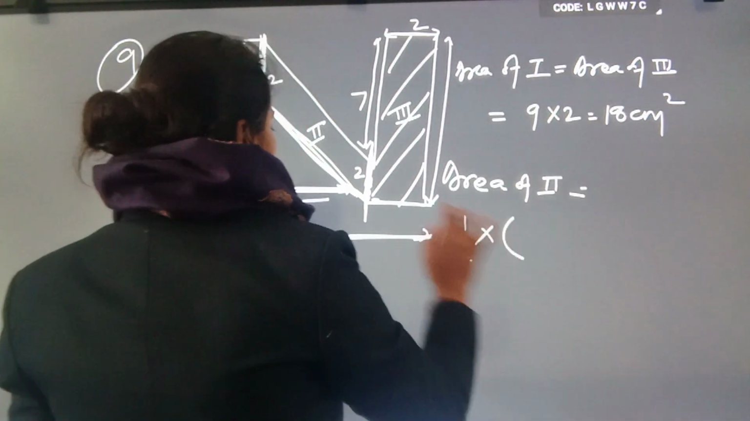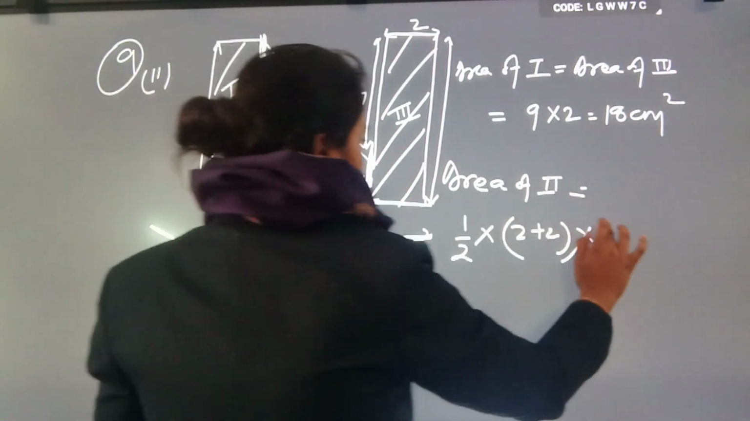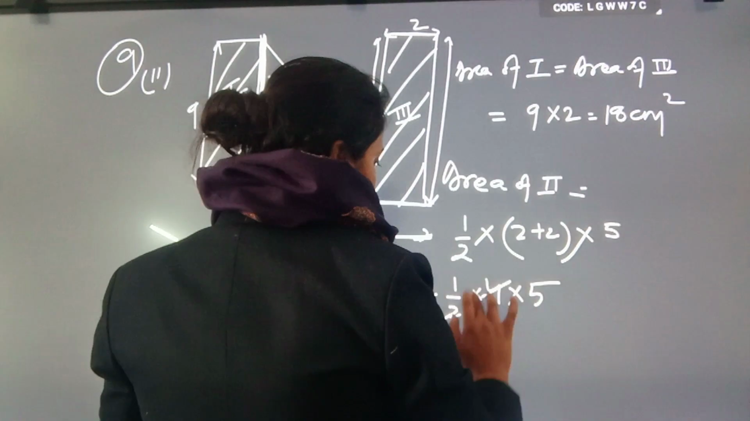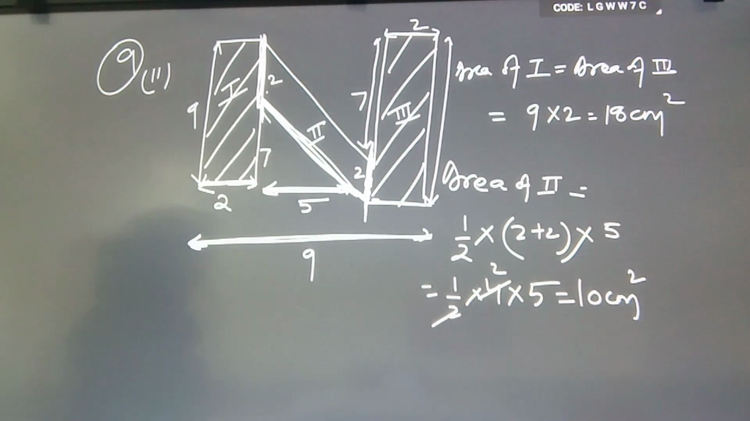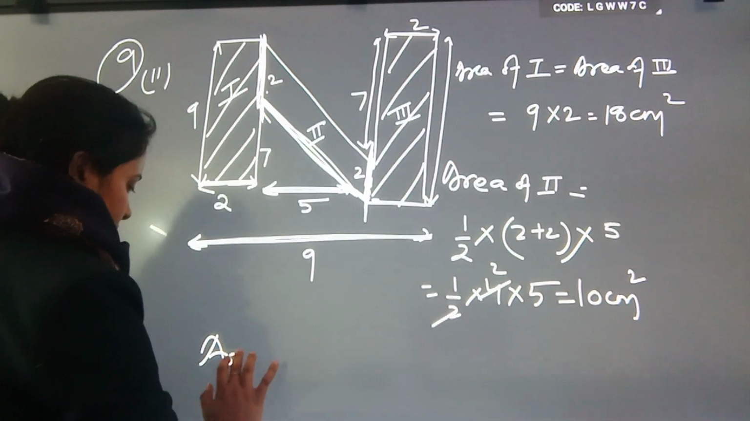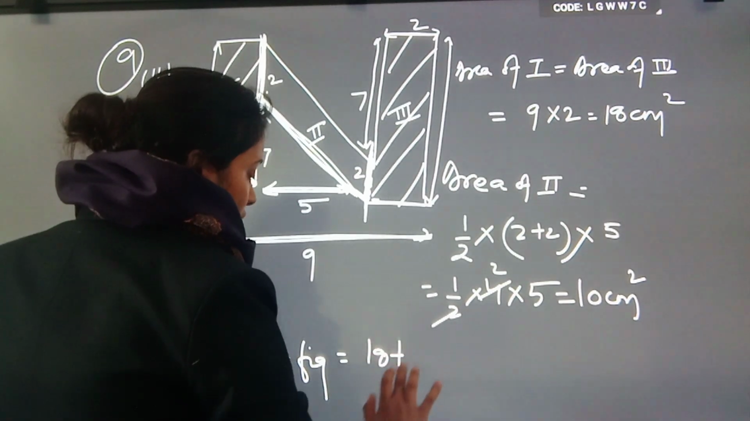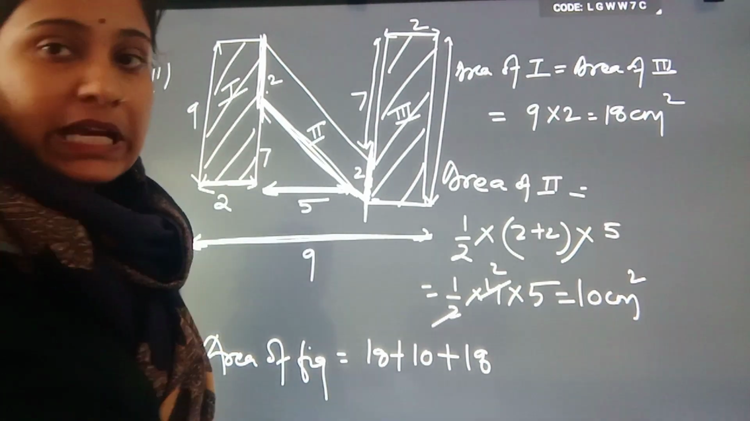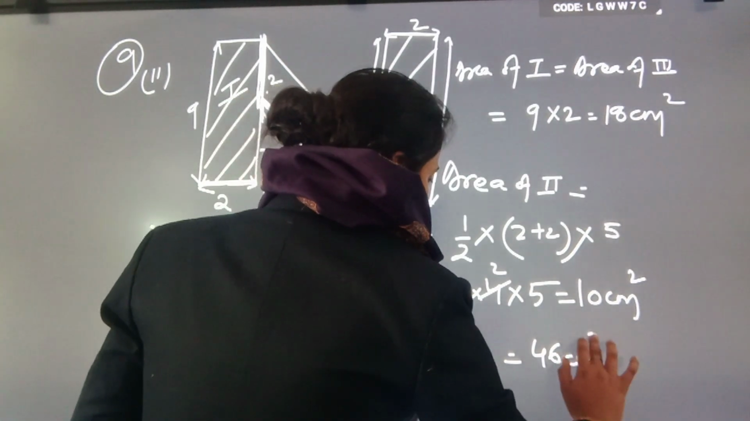So what will be the area of the second figure? Half into the sum of parallel sides. Parallel sides are 2 plus 2, into the distance between them, that is 5. Half into 4 into 5 will give you 10 centimeters square. Now, we have to find the area of the total figure, which is named N. So the area of the figure will be the area of first figure plus area of second figure plus area of third figure. First and third areas are the same, so that will give you 46 centimeters square.